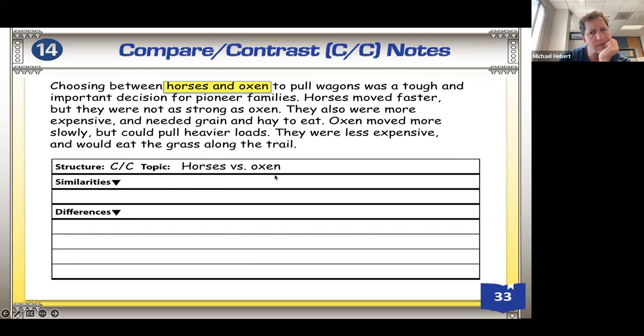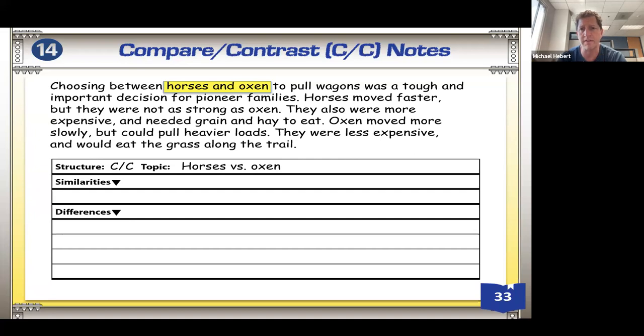Now, if this is a compare contrast, I have to think about how things are similar and how things are different. So reading through, well, it was a tough and important decision. That isn't really a similarity or difference. That's just telling me they had to make a choice. So let's see, horses move faster, but they were not as strong. That's a difference, right?